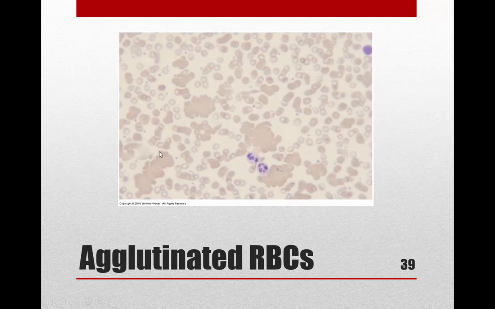You see these chunks right here, these big clumpy clumps? That's agglutinated red blood cells. And if you imagine that, cannot flow very well.